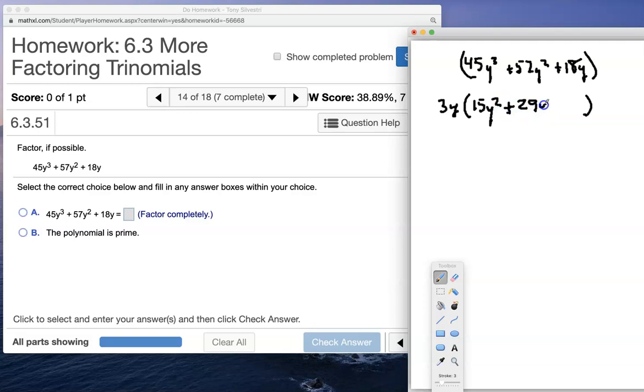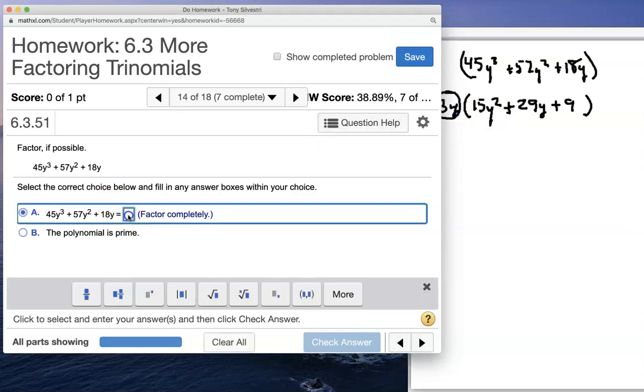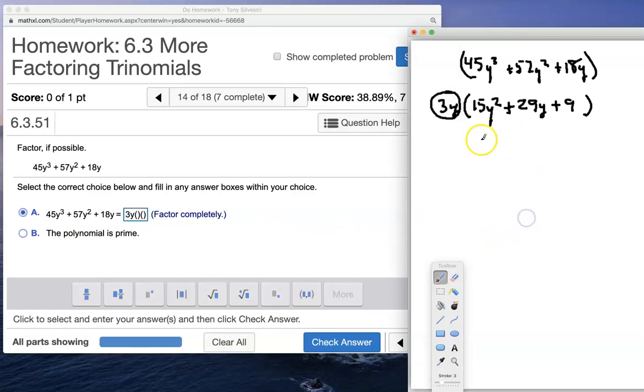29 times leaves you with 1 y when you pull 1 y from y squared. And then when I pull a 3, 3 goes into 18 9 times, and I pulled out the y. Okay, good. Remember, your end answer has to have this. So I'm going to put that in my answer right now: 3y. And get myself ready for 2 more terms.